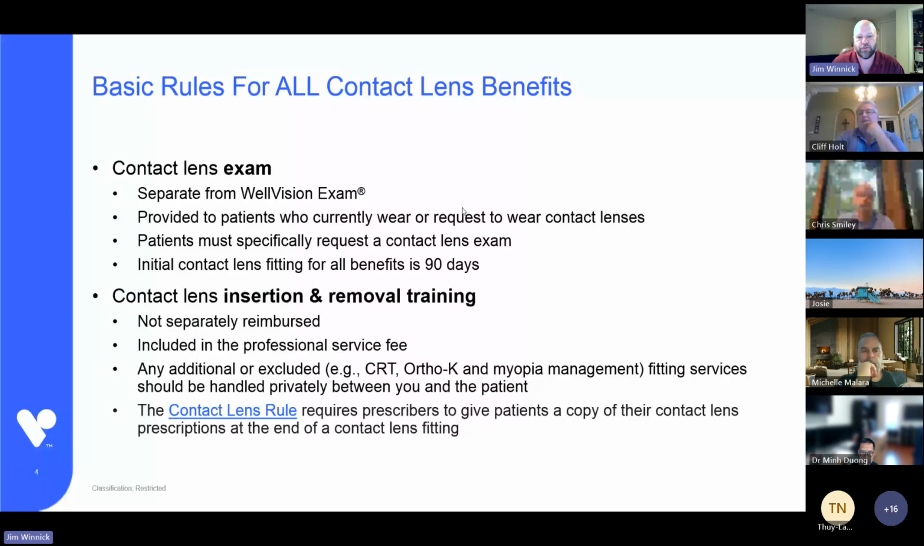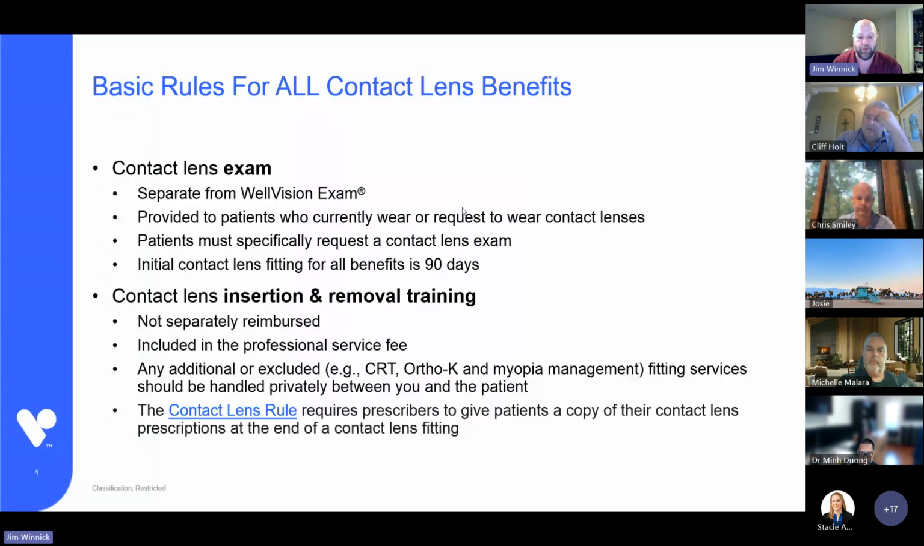Things like contact lens insertion and removal training are not separately reimbursed. All your professional fees are included in these models. So I would encourage you, and we'll talk about setting up fee schedules, that you should have a difference between a new fit and a refit, and fees that address the additional time appropriately for things like insertion and removal training, but it's not a separate billable item. VSP also always excludes things like CRT, ortho-K, and myopia management. We'll talk about that a little more.